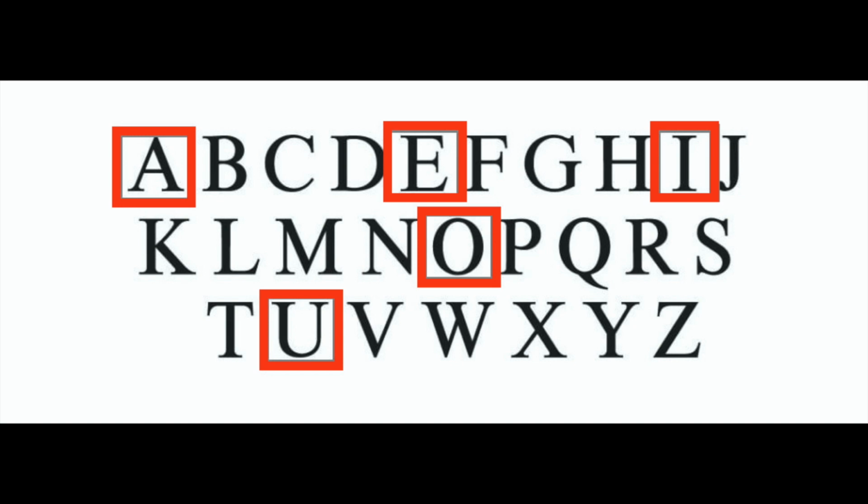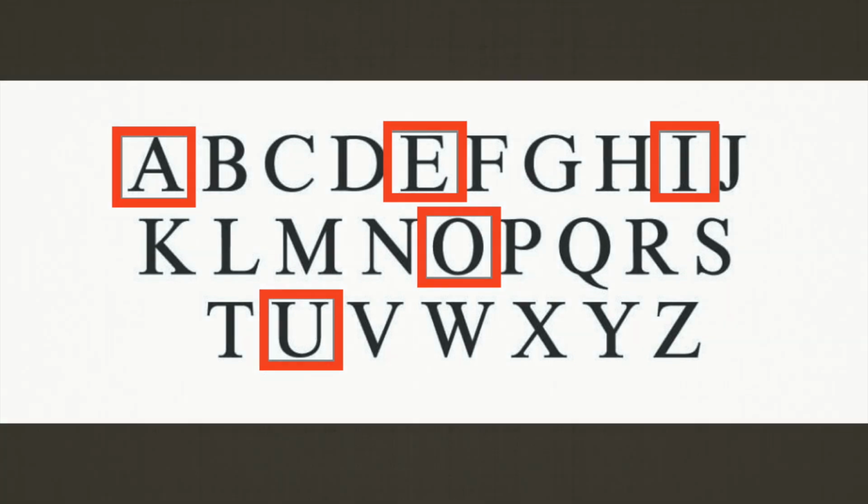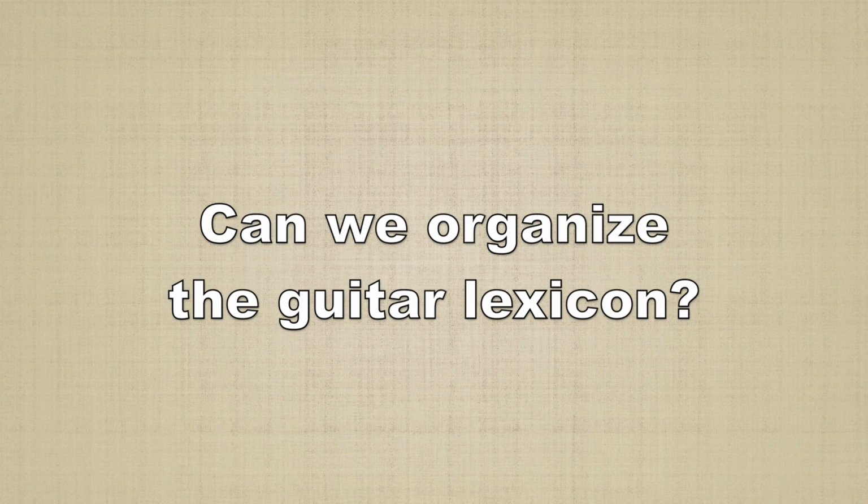The alphabet has 26 letters, and it's divided into vowels and consonants. Can we take the 85 symbols of the guitar lexicon and divide them into categories? Yes, we can.